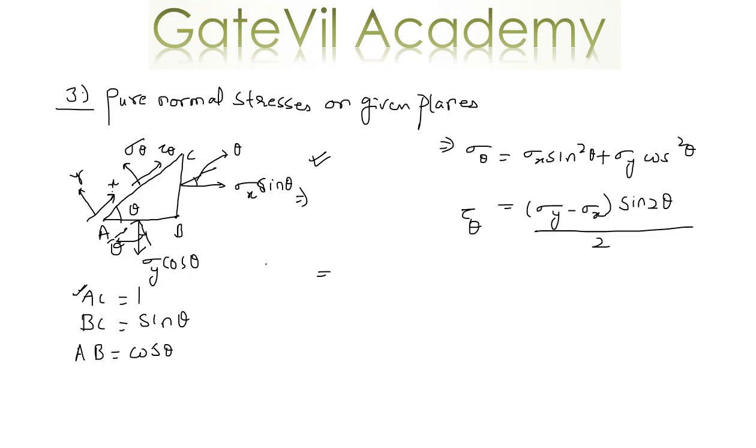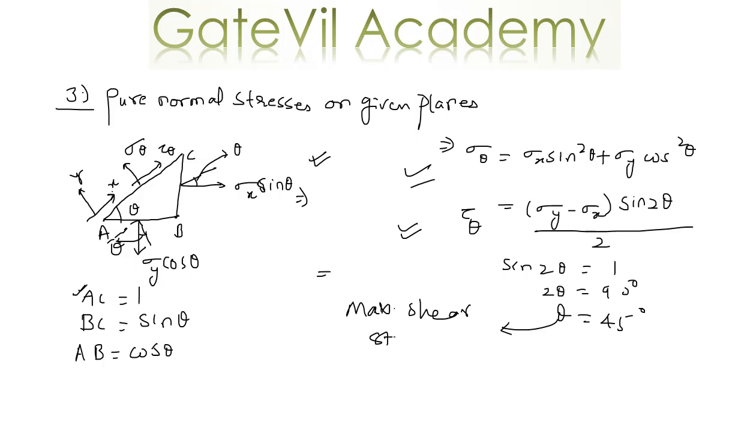Now you have these two values of sigma theta and tau theta. If you see, the maximum value of tau theta will come when sine 2 theta is equal to 1. That means 2 theta is equal to 90 degrees and theta will be equal to 45 degrees. So at theta equal to 45 degrees, you will have maximum shear stress. Now let's look at sigma theta. You have sigma theta equal to sigma x sine square theta plus sigma y cos square theta.